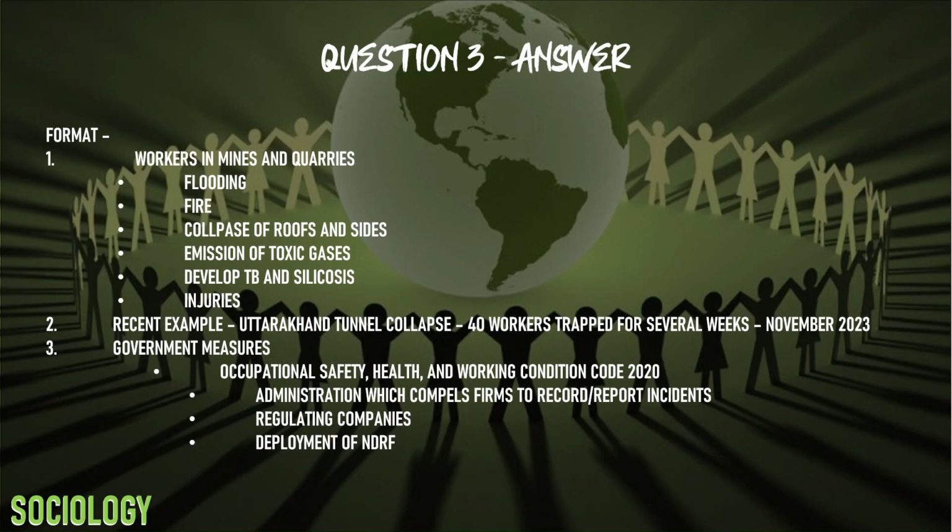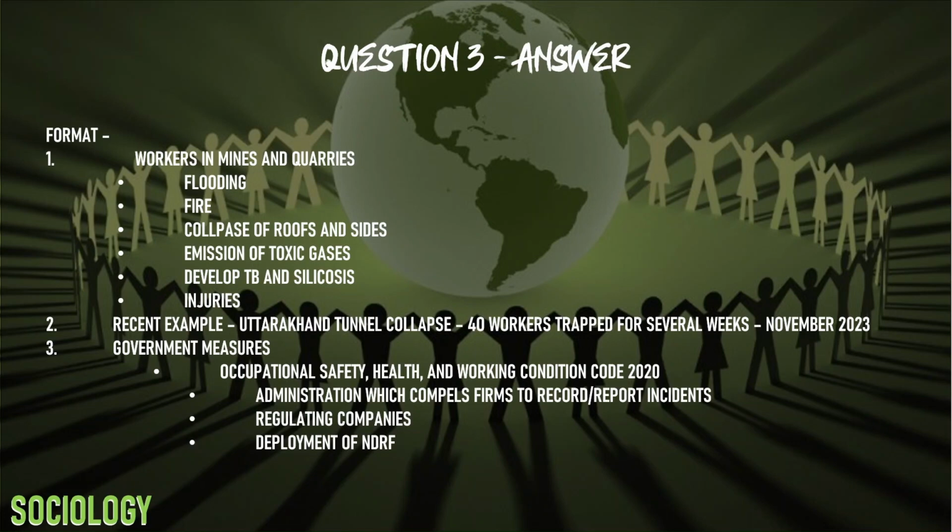And then you can also include a recent example to enrich your answer. So there's an example in the textbook given, but that's from 2006. So if you want to appear more updated and modern, then you would talk about how the Uttarakhand tunnel collapse occurred in November of 2023, where 40 workers were trapped inside the tunnel for several weeks.